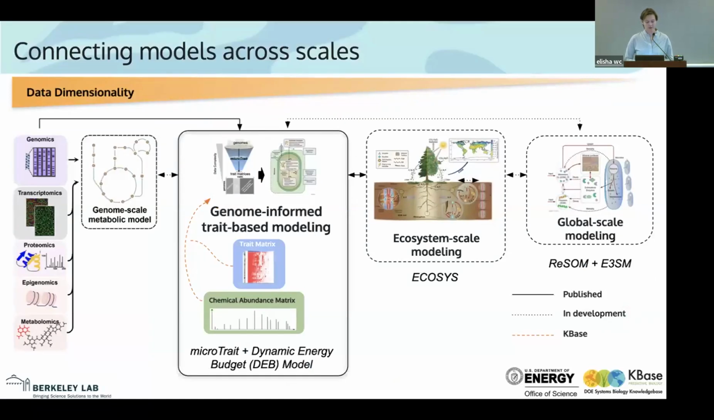The way we currently use genome-informed trait-based modeling is essentially as a way to funnel some genomic information into larger scale models. For example, EcoSys is an ecosystem scale model, or RESOM is a dynamic energy budget model that's currently being integrated into the E3SM land model. The way we try to do this is by reducing the dimensionality of genomic data by inferring traits from genomes and then clustering these into microbial guilds.